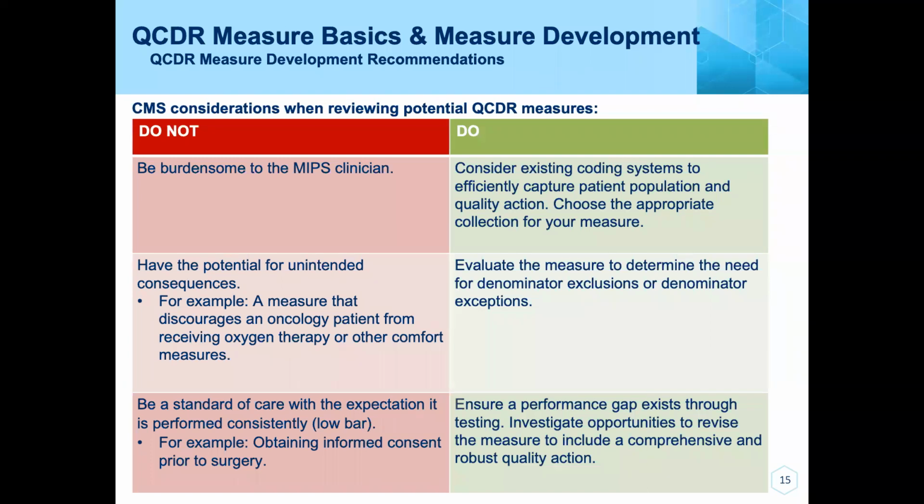One consideration to mitigate potential unintended consequences is to see if there's a need for a denominator exclusion or a denominator exception. And last but not least, we want measures that do not rely on standard of care with the expectation that it is performed consistently. These are considered low bar. And again, this goes back to ensuring the measure is addressing a performance gap. And we encourage QCDRs to investigate opportunities to revise the measure to include a comprehensive and robust quality action. Next slide, please.